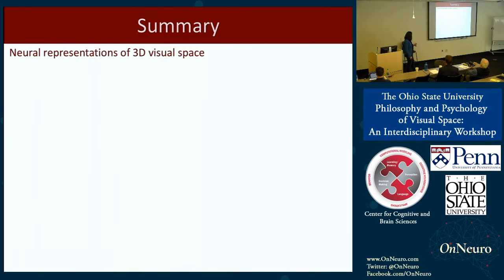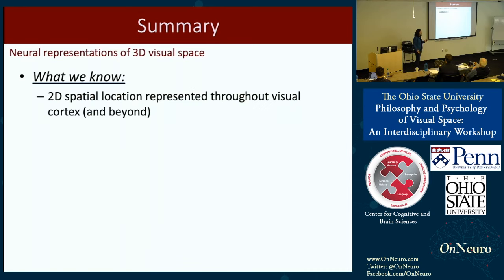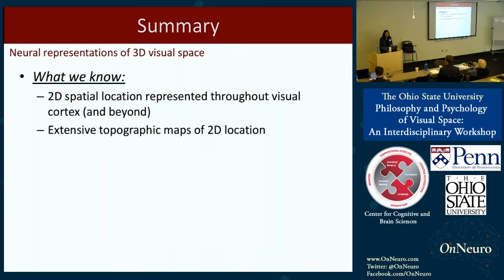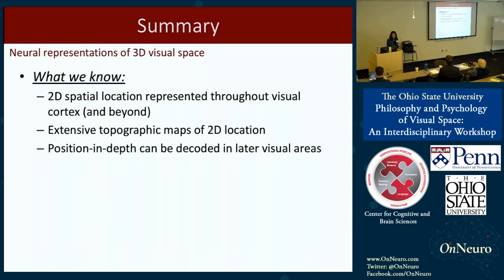Okay, so let me wrap up. So to summarize, I showed you guys a lot of data, so hopefully it wasn't too fast. So here's what we know. We know and have known for some time that 2D spatial information, 2D spatial location, is represented throughout visual cortex and beyond, and there are extensive topographic maps of 2D location.